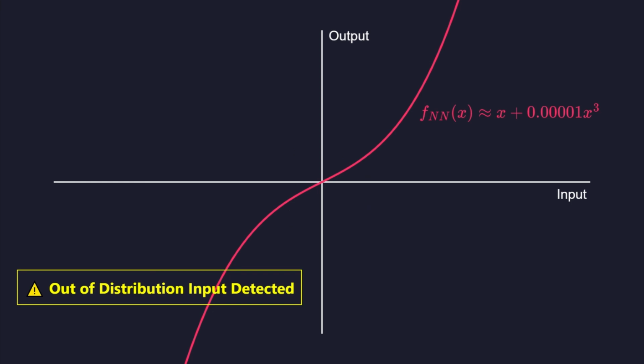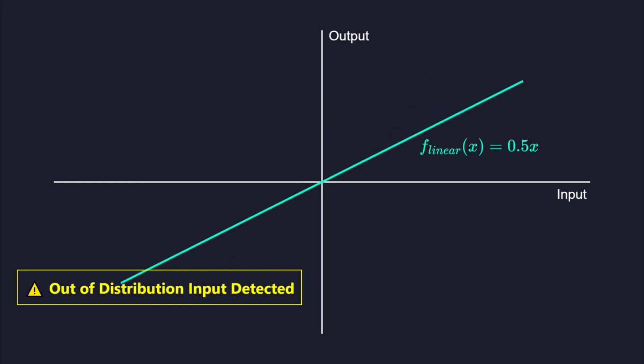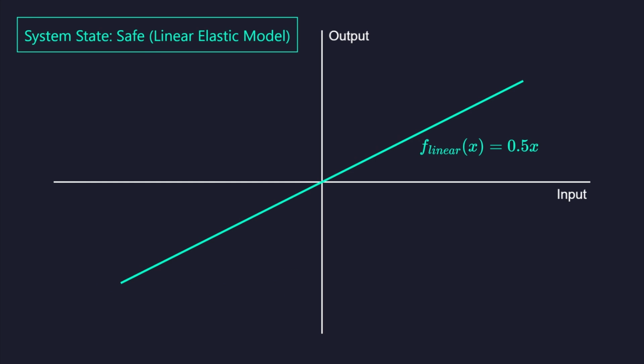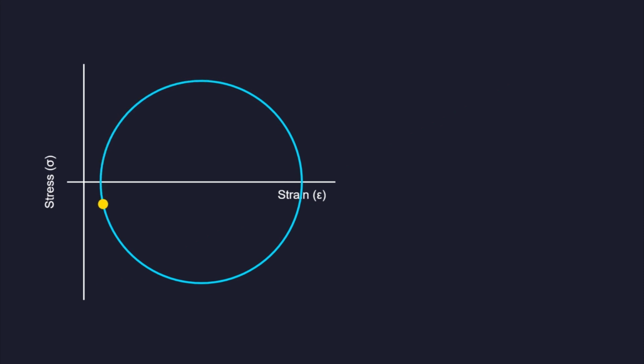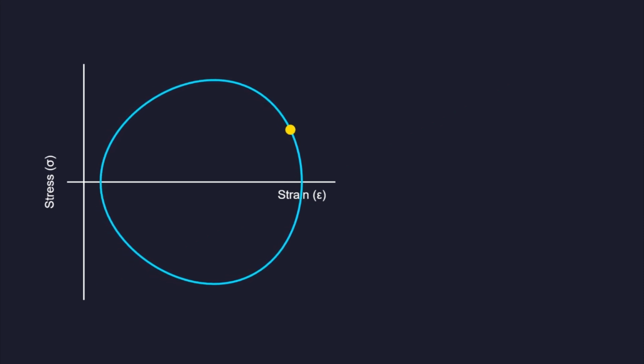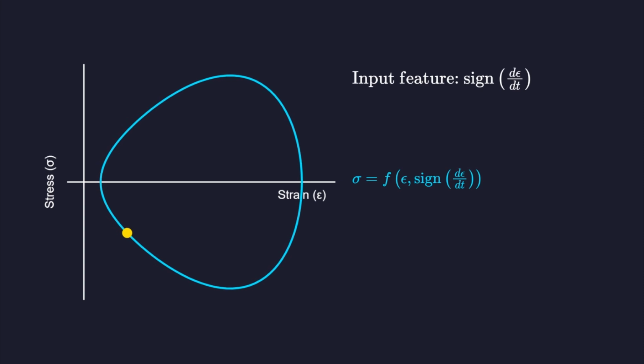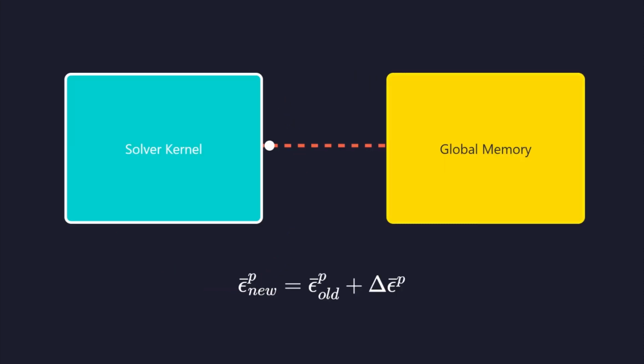Neural networks can extrapolate wildly outside their training range. Implement a safety wrapper that detects out-of-distribution inputs and reverts to a simplified linear elastic model to prevent the global solver from crashing. Capturing the energy loss in cyclic loading requires the network to distinguish between loading and unloading states. Include the sign of the strain rate as an explicit input to help the model learn the hysteretic behavior correctly.